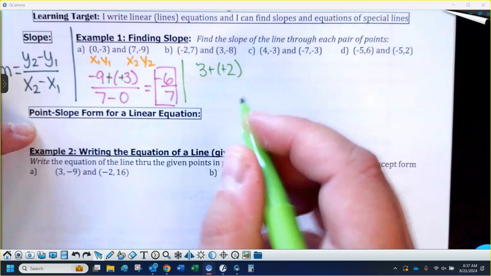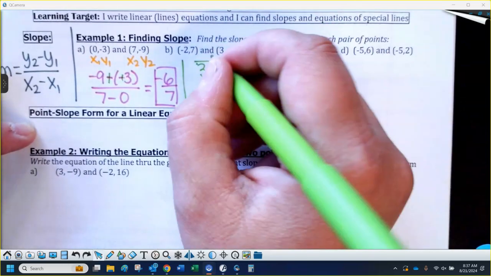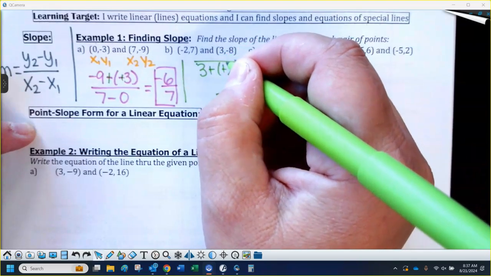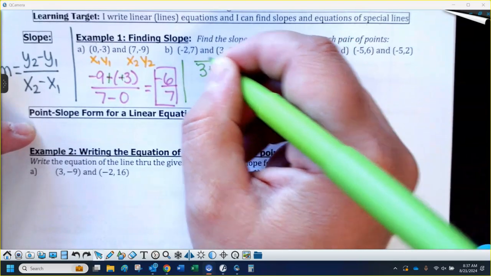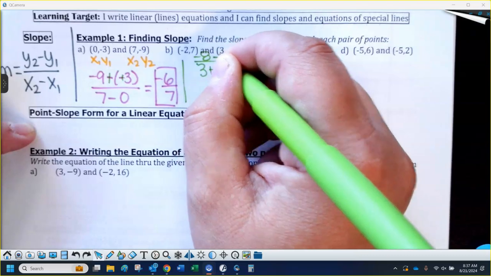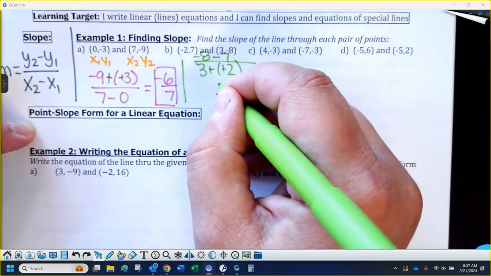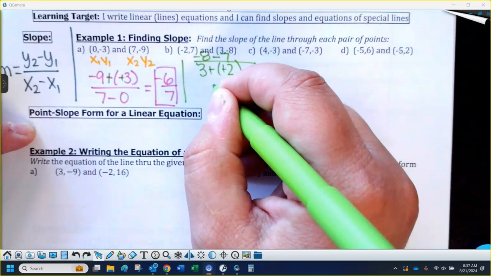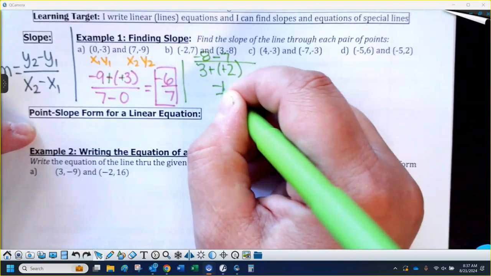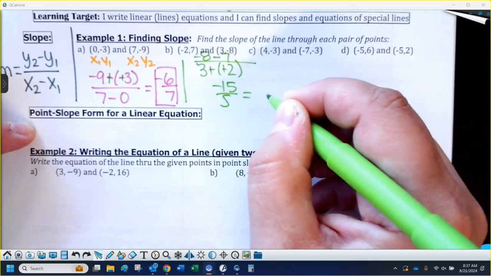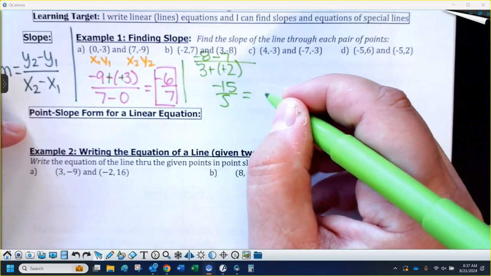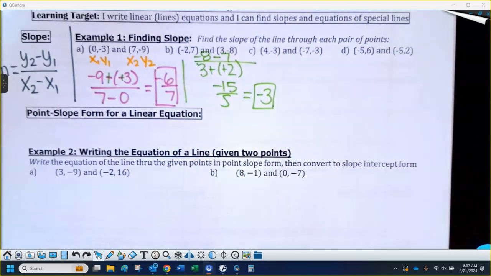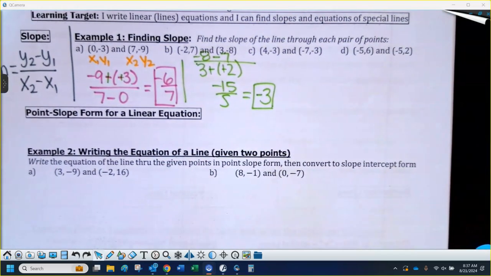Okay, good. He got that on the bottom. What'd you get on top? -8 minus -7. So I got -15 on the top, and then 5 on the bottom. And then I simplified to -3. Perfect. All right. Good deal. Does anybody have any questions?